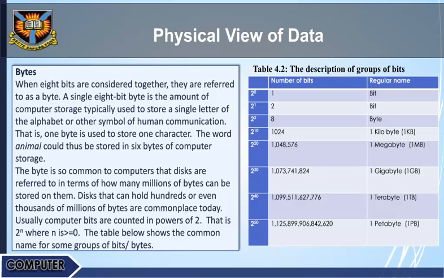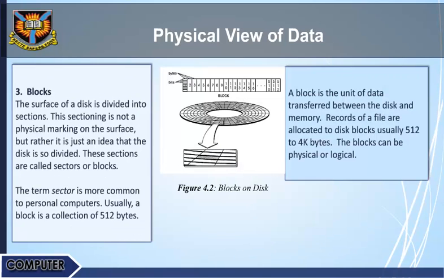Usually, computer bits are counted in powers of 2, that is 2 raised to power n, where n is greater than or equal to 0. The table below shows the common name for some groups of bits/bytes. 3. Blocks. The surface of a disk is divided into sections.